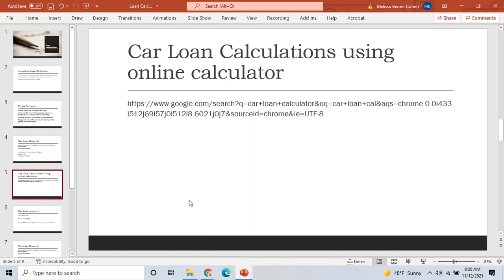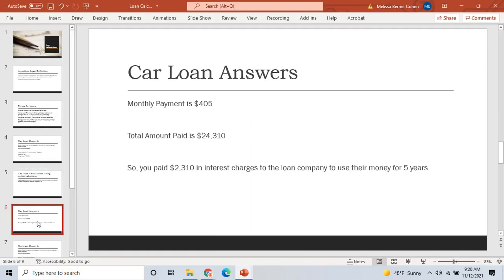Let's go back here, and that's what we get, our car loan answer. Our monthly payment was $405. The total amount paid is $24,310, and our interest charges for the 5 years is $2,310.